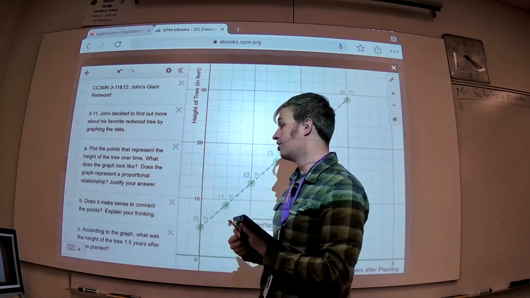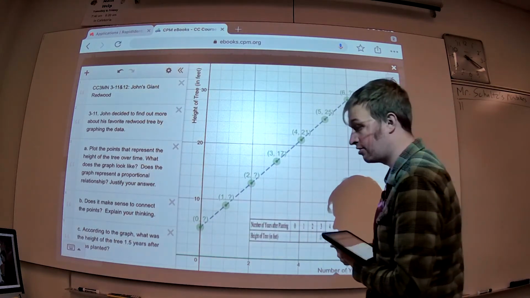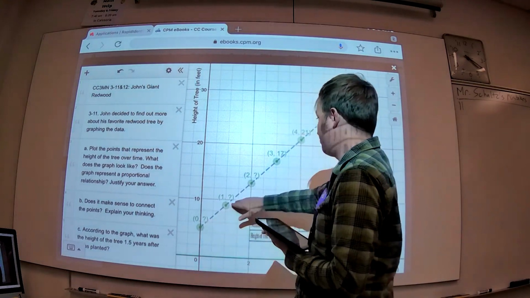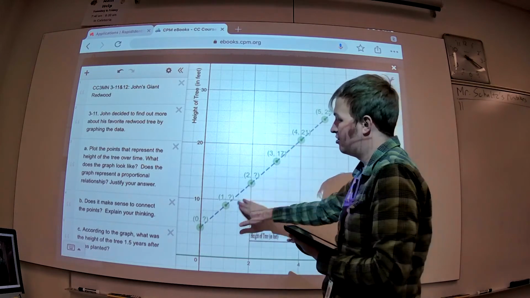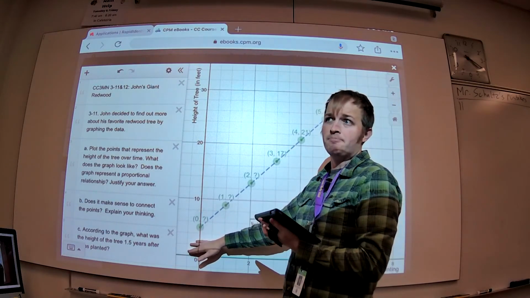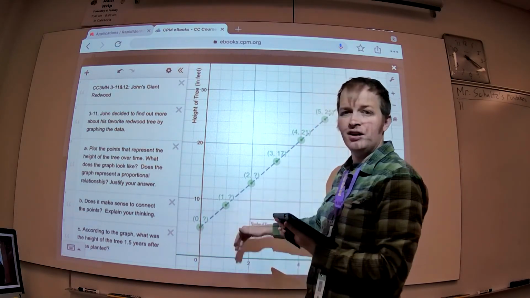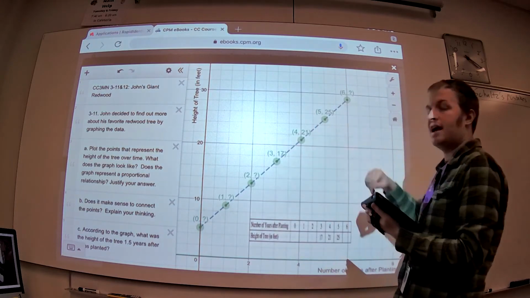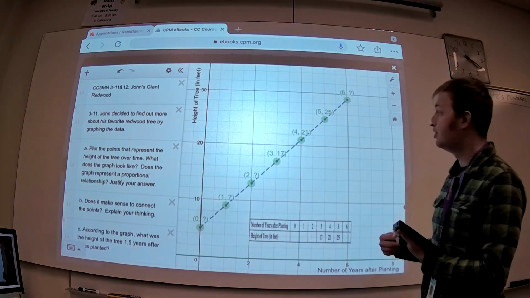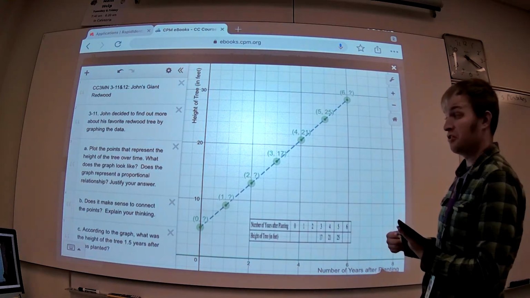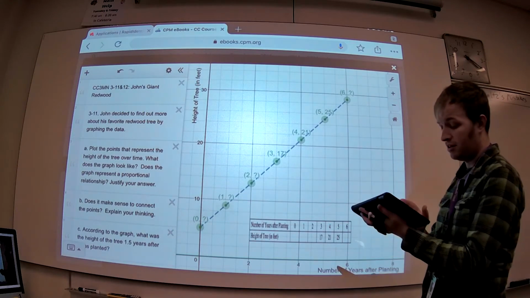On B, it says, does it make sense to connect the points? So connecting the points, well, it makes sense to. It's this straight line. It's just not going through 0, so it's not proportional, but it's definitely a line. It's not like there's a zigzag or something weird or a circle. So yeah, I think it makes sense.